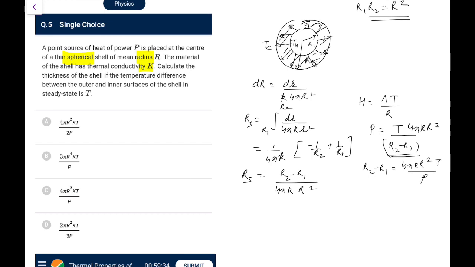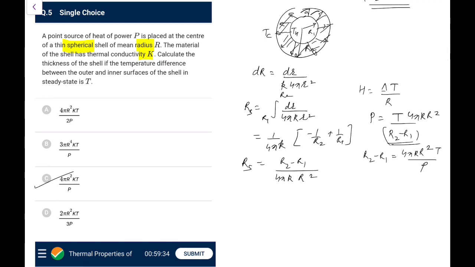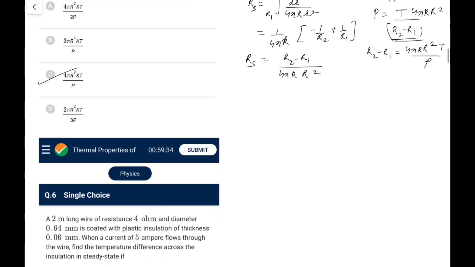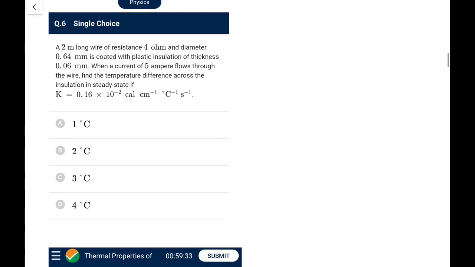Now what we are getting, this is option C. So again, it's a nice calculative one, but if you are aware of such questions, it's not that tough for you, provided you have done such questions.